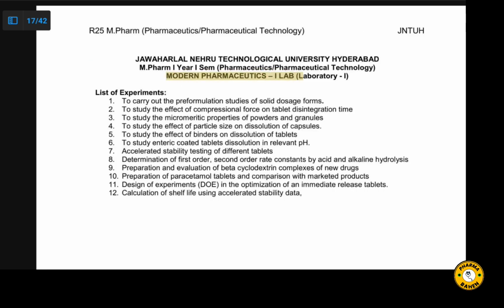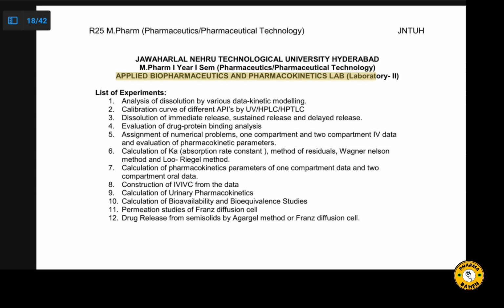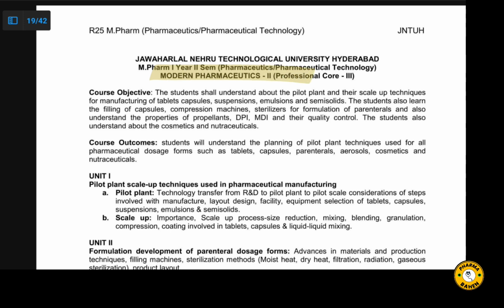And then Modern Pharmaceutics Lab, these are the experiments that we have. And then we have Applied Biopharmaceutics and Pharmacokinetics Lab. In this, these are the experiments we have. And then Modern Pharmaceutics 2.